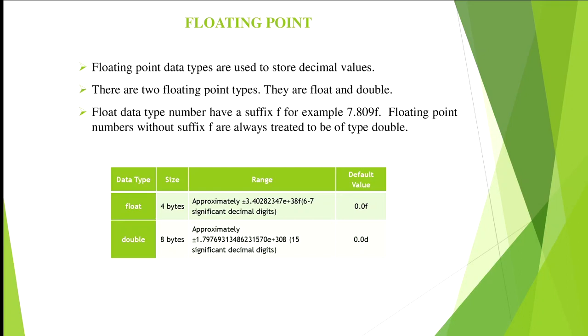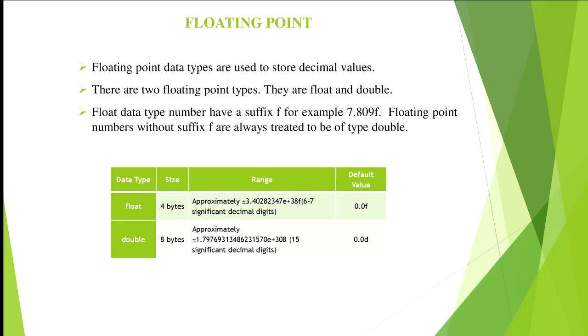For example, 7.809f. Floating point numbers without suffix f are always treated to be of type double. Means if there is no suffix at the end of value, this particular value will be treated as a double data type. This table represents the data type along with size, range and default value.